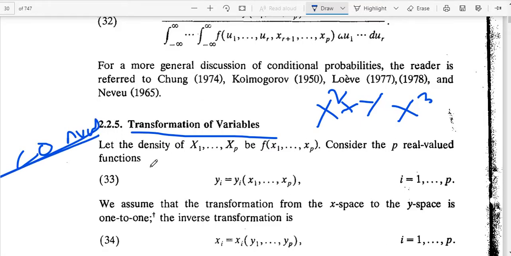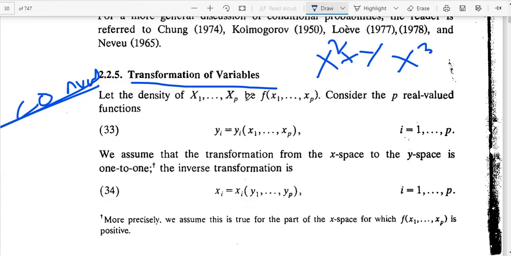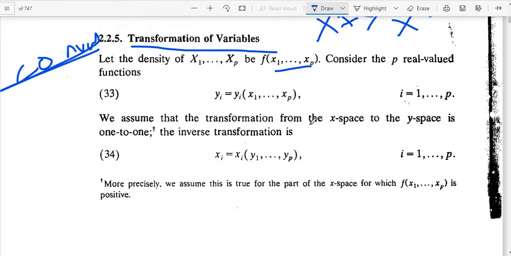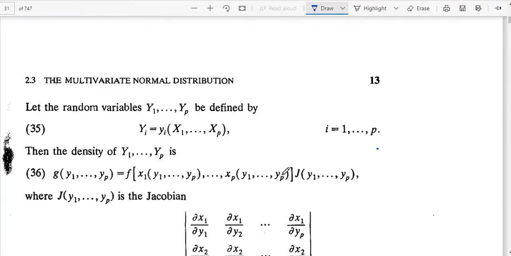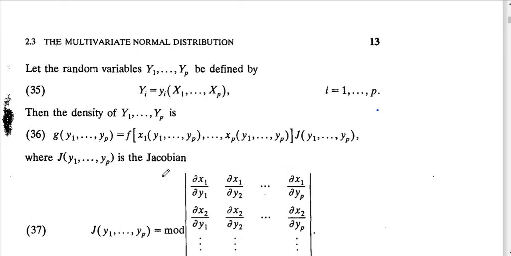Let the density of x1, x2 and so on up to xp be a function of p variables. Here we are dealing with p variates. We assume the transformation from the x space to the y space is one to one, with an inverse transformation. First we need to find the Jacobian. I will tell you one simple example.